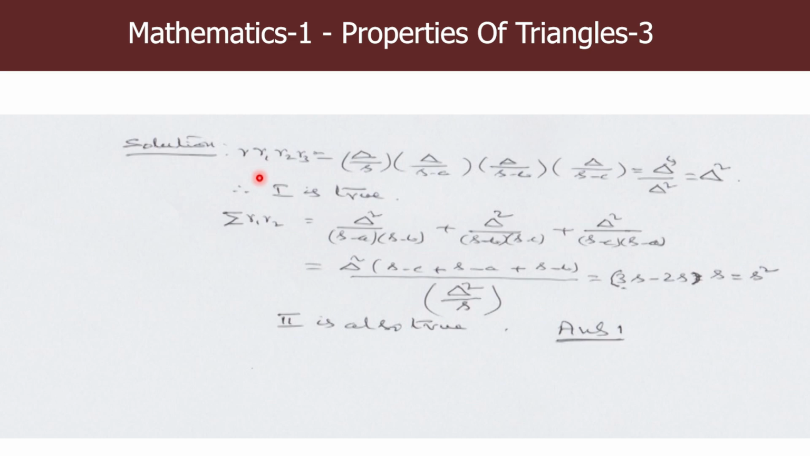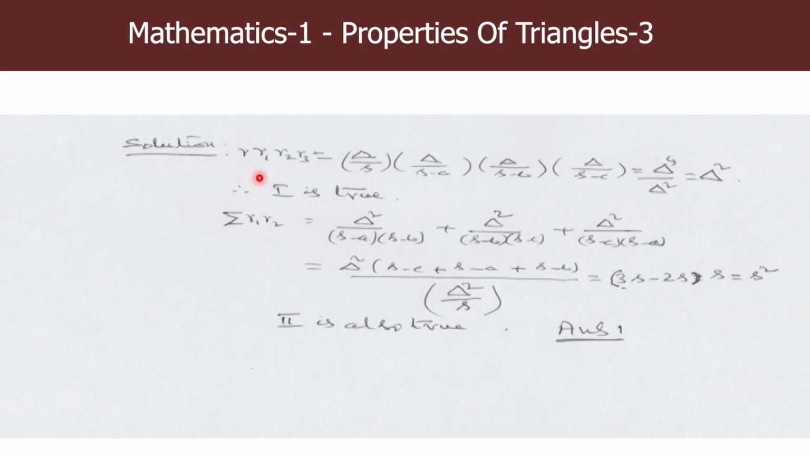Now r1 r2 you will calculate. r1 is delta by s minus a, r2 is delta by s minus b. So r1 r2 is delta square by s minus a into s minus b. Similarly, r2 r3 is delta square by s minus b into s minus c, and r3 r1 is delta square by s minus c into s minus a. So when you add, that is delta square into s minus c plus s minus a plus s minus b, that is 3s minus 2s into s, which is nothing but s square. So 2 is also true. Therefore, the correct option is number 1.